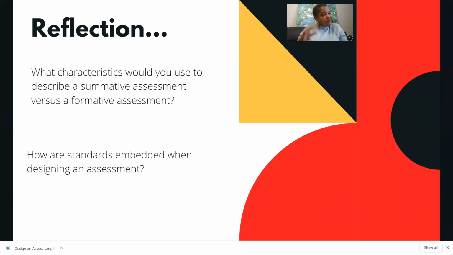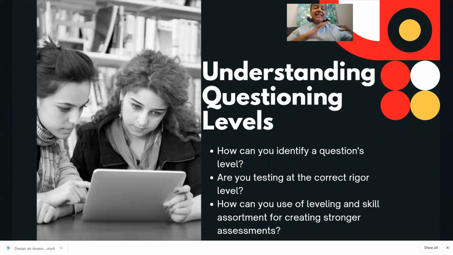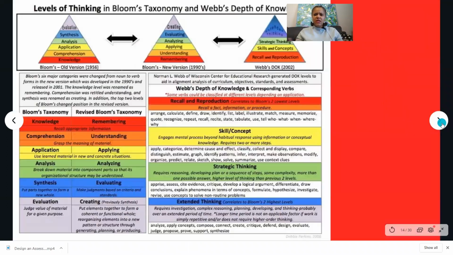1, 3, 4, 2, whatever your number is. Go ahead and write that down, but we're going to go ahead and continue with the presentation. So we've talked about just the idea of the assessment and what should be done. Now we need to dig a little bit deeper into our summative assessments and understand question levels. Can you identify a question's level? Are you testing at the correct rigor? Can you actually use leveling and skill assortment for creating stronger assessments? So we're going to kind of focus on that next piece here.